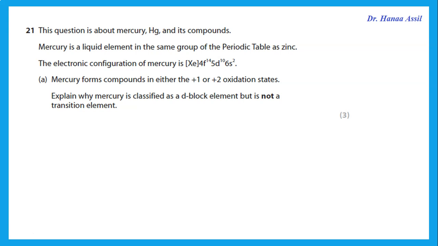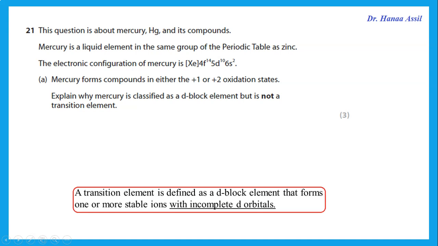What do we mean by D block element? It means the outermost electrons are in the D orbital, or the final electrons that are added are in the D block, in the D orbital. And transition element, what does transition element mean? It's an element in the D block and it forms one or more stable ions with incomplete d orbitals.